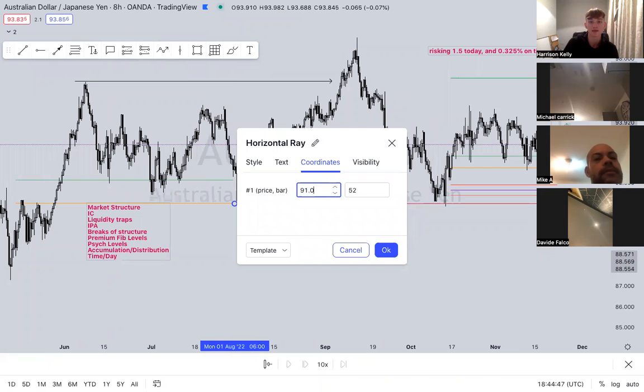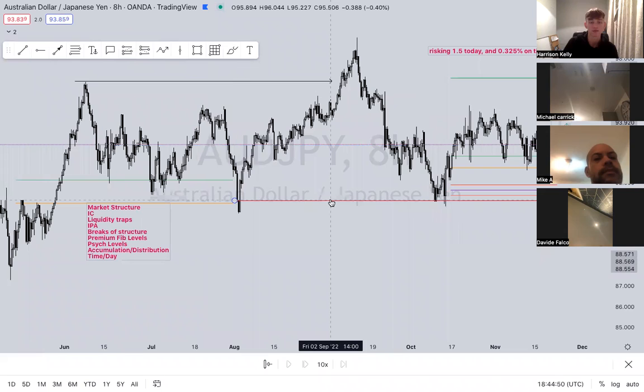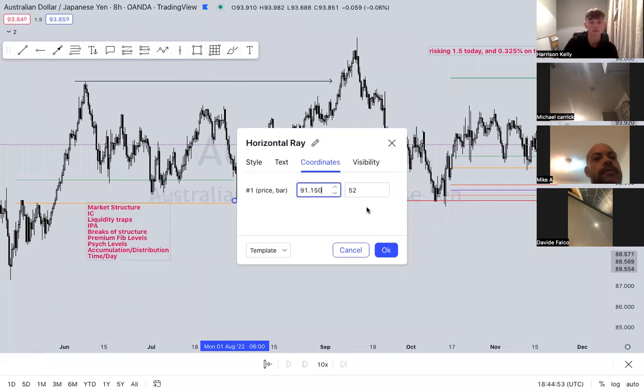91.0 is a lot cleaner number than I think it was 150. That's common sense. If you're an institution putting in a £1 million order, you're not going to say, right, let's put it in at 91.15. You're going to say, let's just put it in at 91. That's the logic behind it.